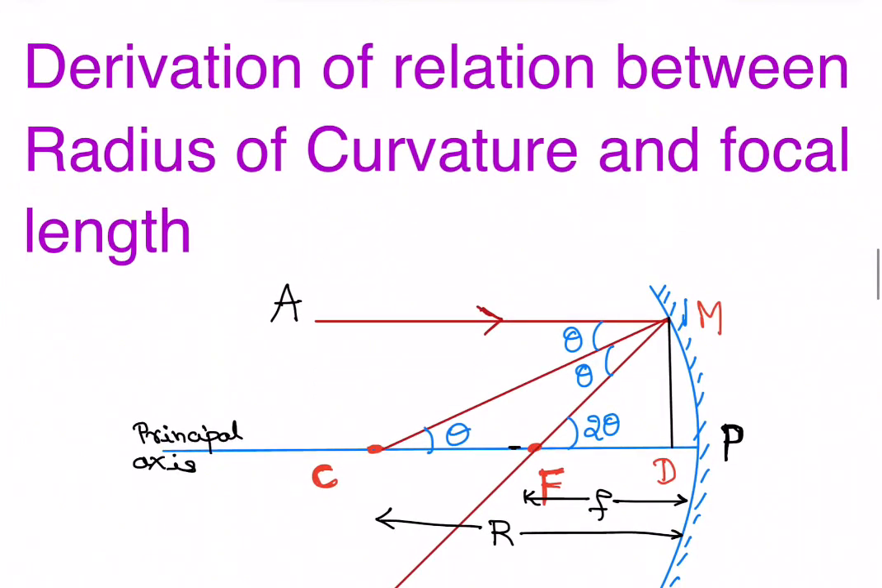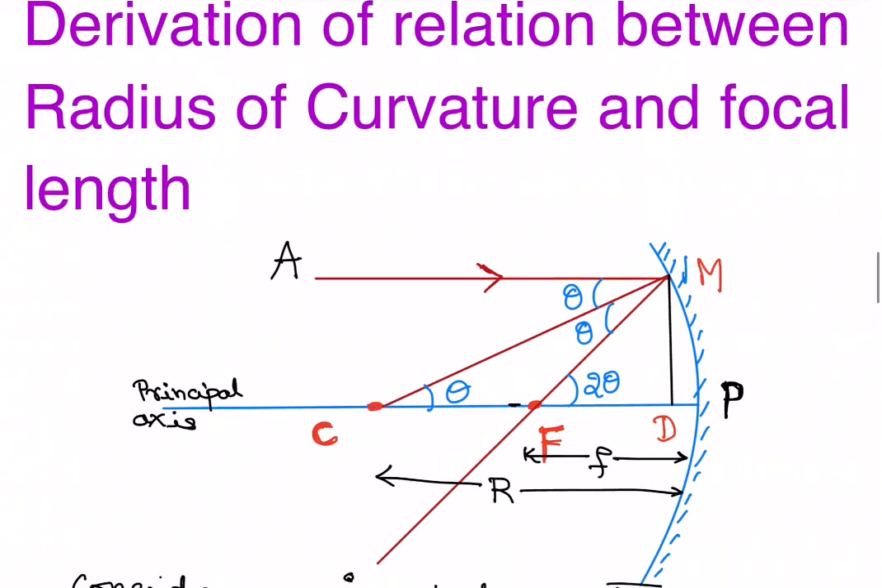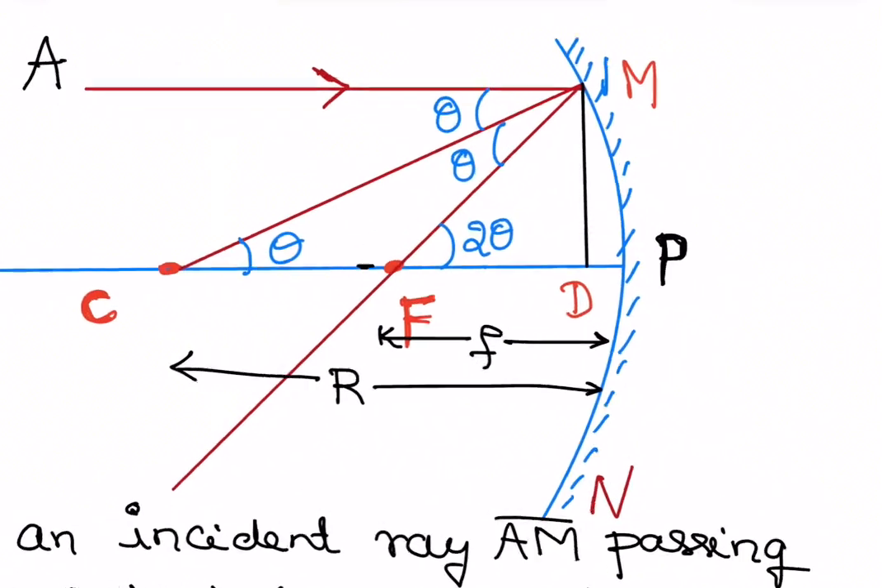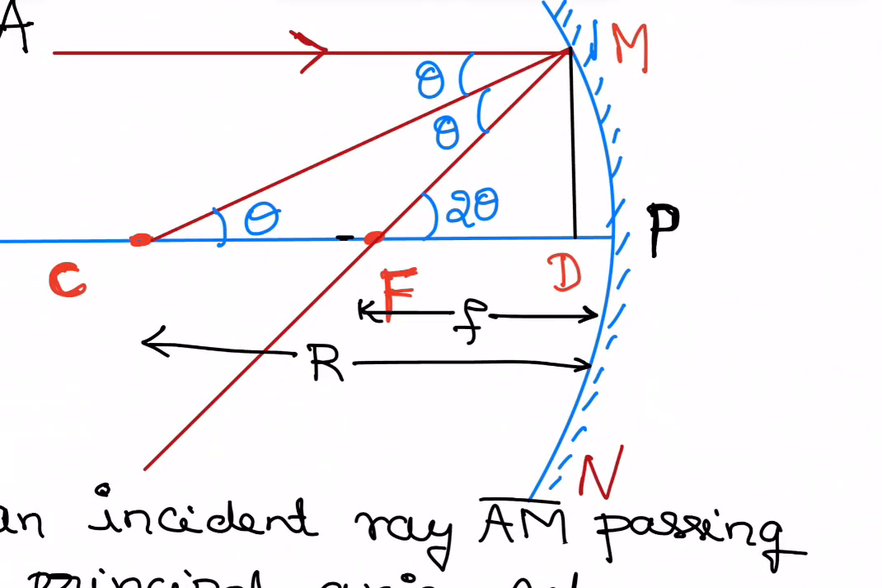Now let's take any reflecting surface. The reflecting surface is represented by, say, MN. You can just take it as M and N. So this MN is the reflecting surface. And P is called the geometric center of the mirror.